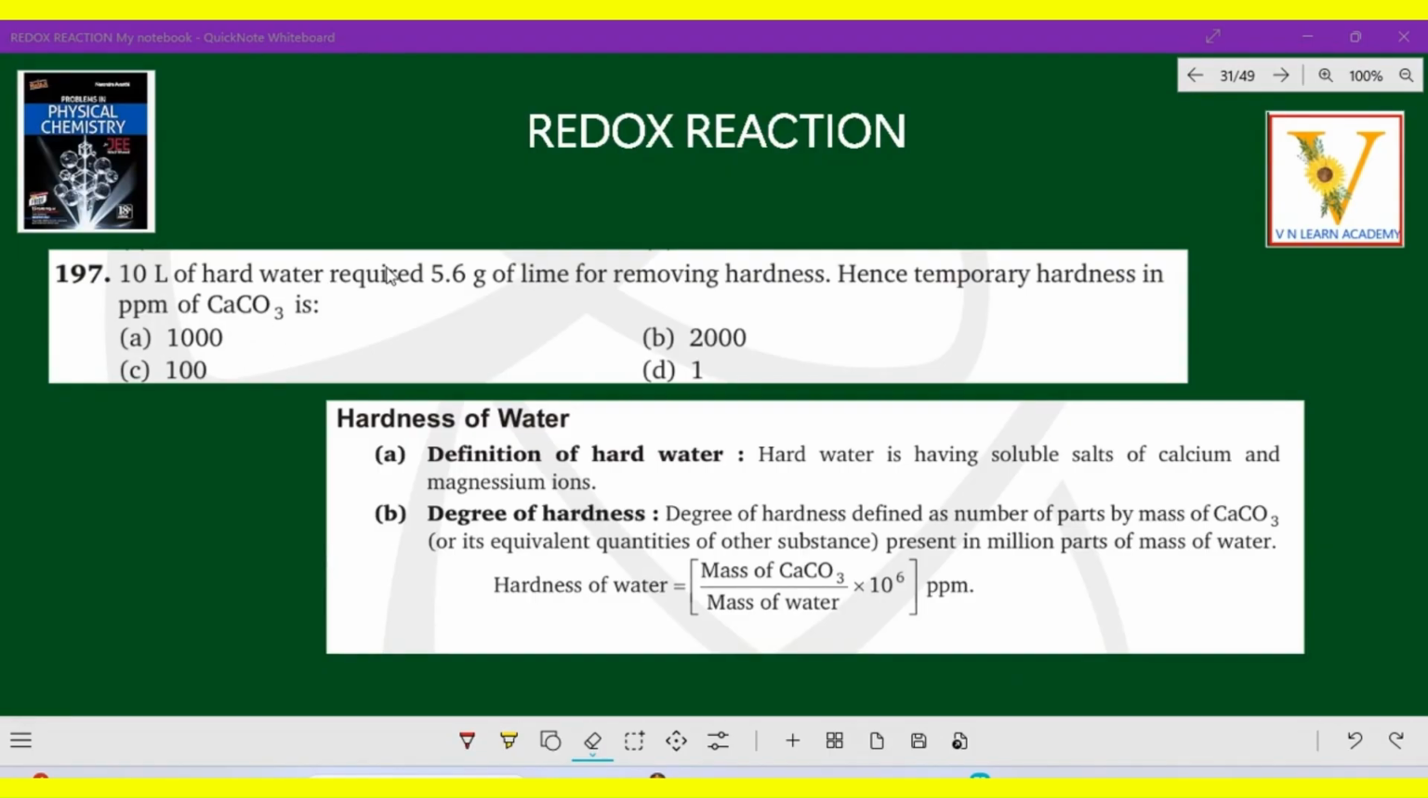Next question: 10 liter of hard water required 5.6 gram of lime for removing hardness. Hence, temporary hardness in ppm of CaCO3 is. Before explaining the sum, let me explain some points to be noted down. Hardness of water is due to soluble salts of calcium and magnesium ions. And degree of hardness is defined as the number of parts by mass of calcium carbonate or its equivalent quantities of other substance present in million parts of mass of water. So hardness of water is equal to mass of calcium carbonate by mass of water into 10 to the power of 6 ppm.